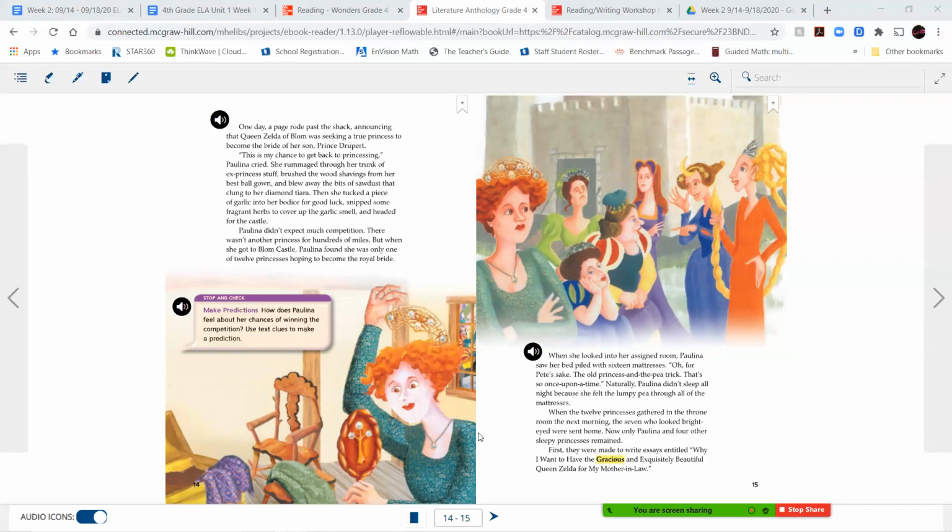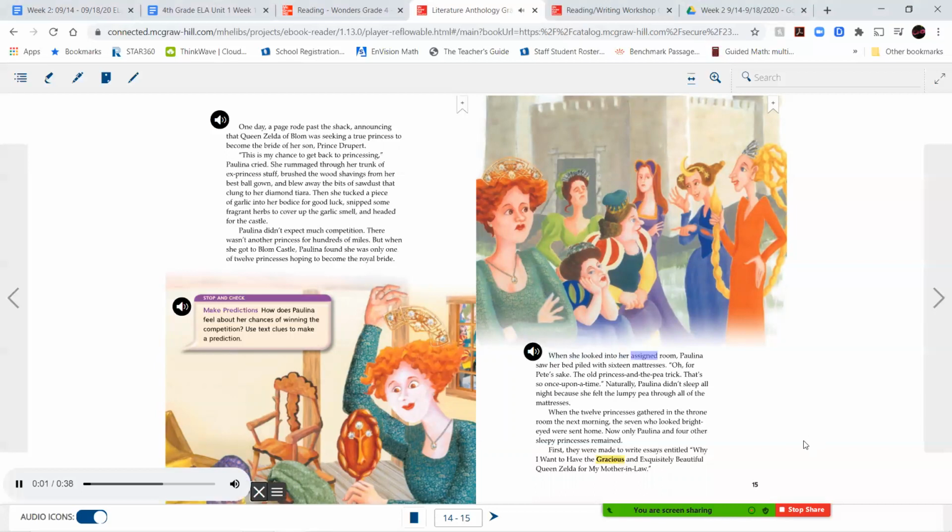Now we can see that in the last paragraph, it says Paulina didn't expect much competition. So she was feeling pretty confident about her chances at becoming the bride of the prince. And when she got there, we see that she was one of 12 girls. So it wasn't just her on her own. She realized there are other people there as well.